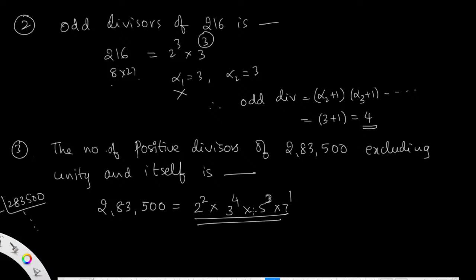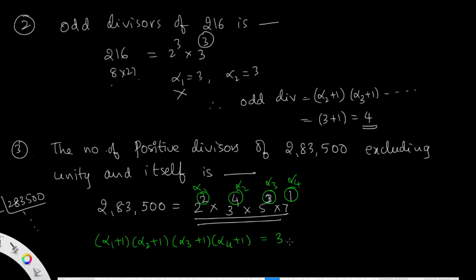So they are asking the number of positive divisors. First, take the positive divisors. How many divisors can you get? These are alpha 1, alpha 2, alpha 3, alpha 4. The formula is (alpha 1 plus 1)(alpha 2 plus 1)(alpha 3 plus 1)(alpha 4 plus 1). Then the value becomes 3 into 5 into 4 into 2. Totally we get 120.